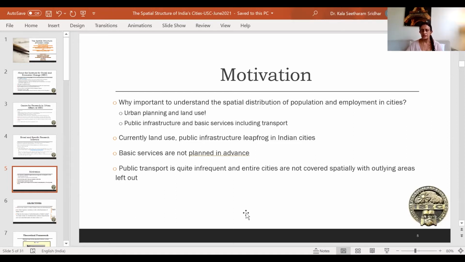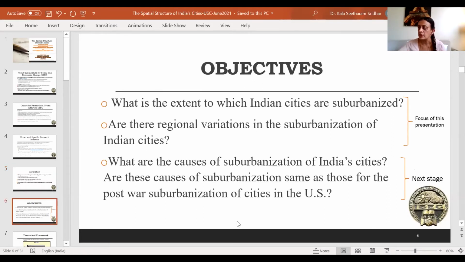Because of this, there is a lot of leapfrogging of public services and also of population and employment in the peri-urban parts of Indian cities. And because of this problem with the master planning, basic services are not planned well in advance. Also, as some of the existing studies on India have already pointed out, public transport remains largely confined to the central city, so the suburban and peri-urban areas are completely left out. So these are some very important reasons and policy motivations as to why we should understand the suburbanization of the spatial structure of India's cities.